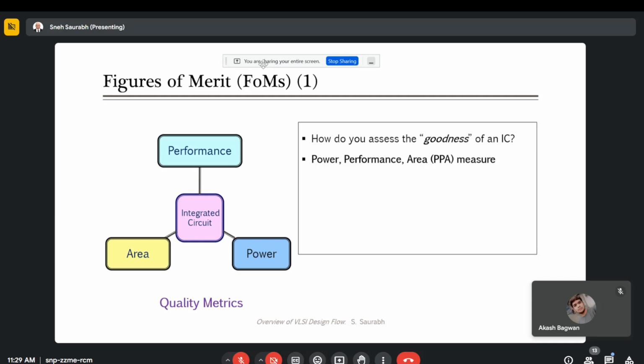Now that functionality can be implemented in many ways, but figures of merit will differ, right? And what are these figures of merit? One of the figures of merit is power, meaning how much power does our chip consume. This power can be either static power or dynamic power, right? The static power and dynamic power are the total power that is consumed by the chip, and we must be considering it as a figure of merit.